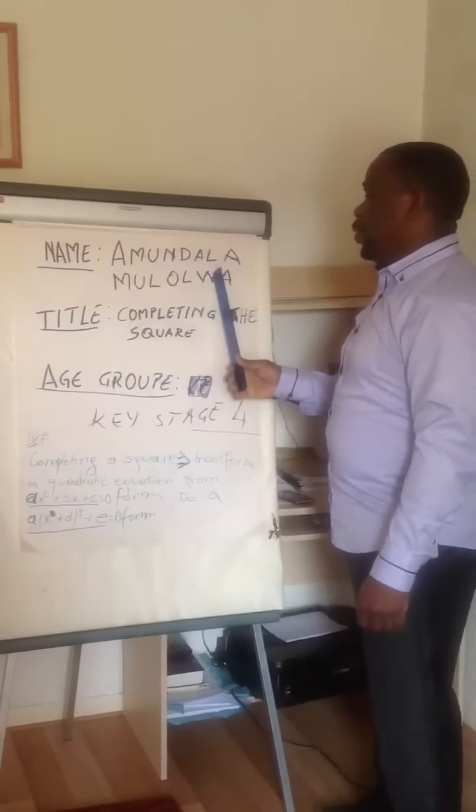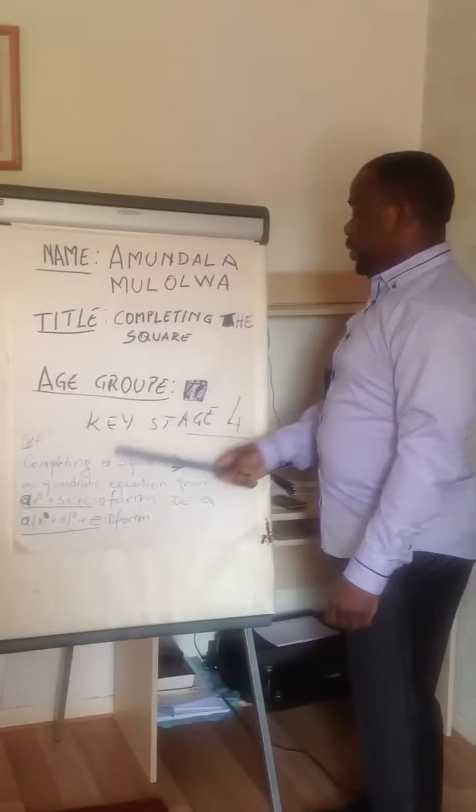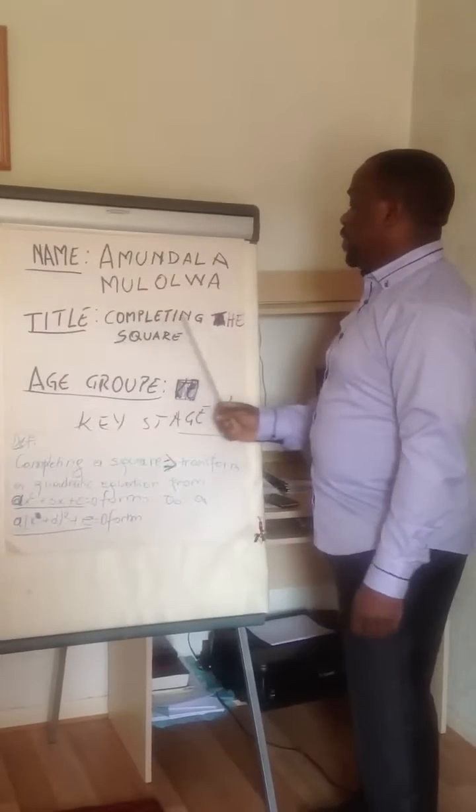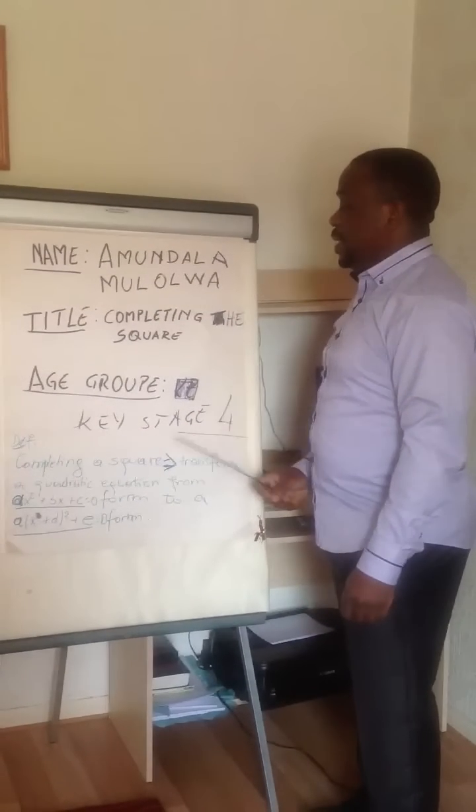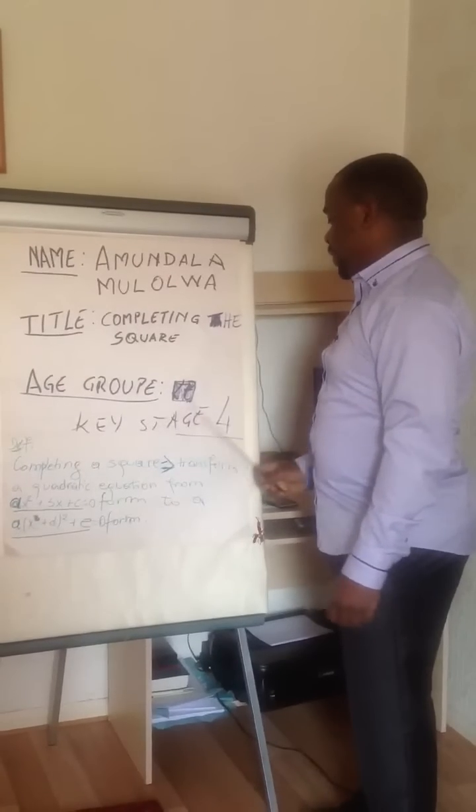My name is Amundala Mulolwa, and today we are going to solve a quadratic equation using the method called completing the square. The age group is key stage 4.